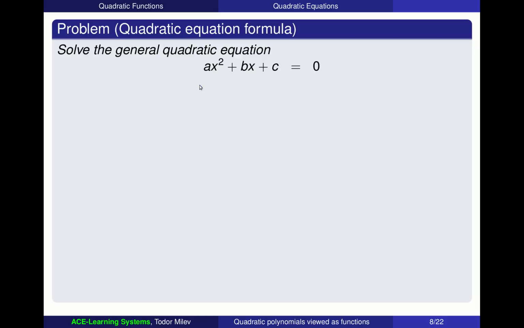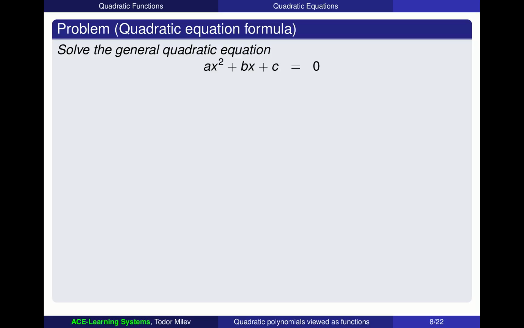Think of an equation like this one. 2x squared, say minus 3x, say minus 7 equal to 0. So something like that. An arbitrary quadratic, set it equal to 0. How do we solve such an equation? The first thing we do when we solve a quadratic equation is we complete the square.